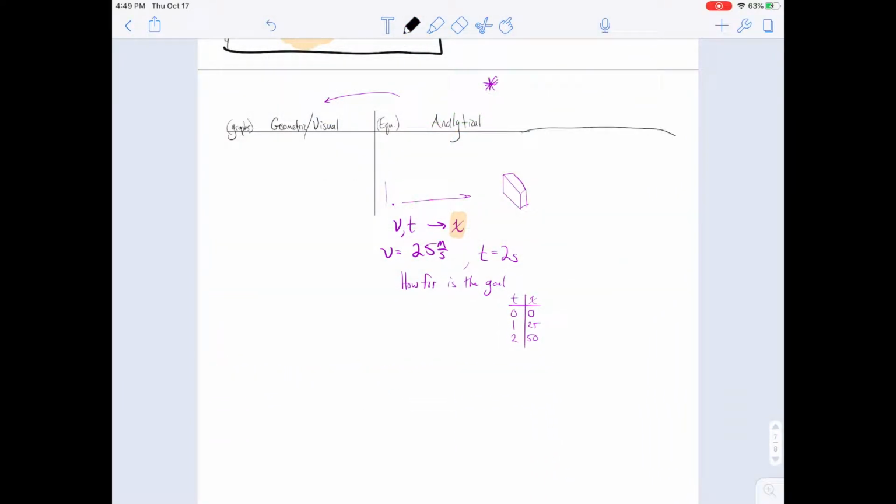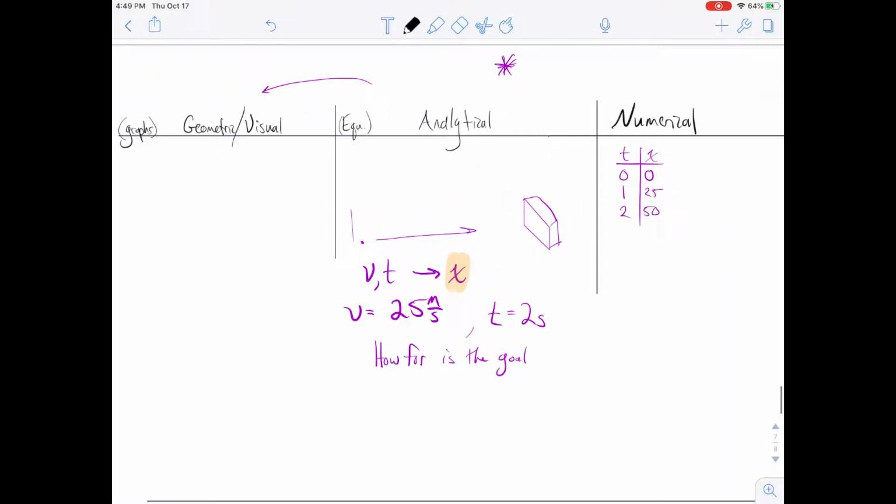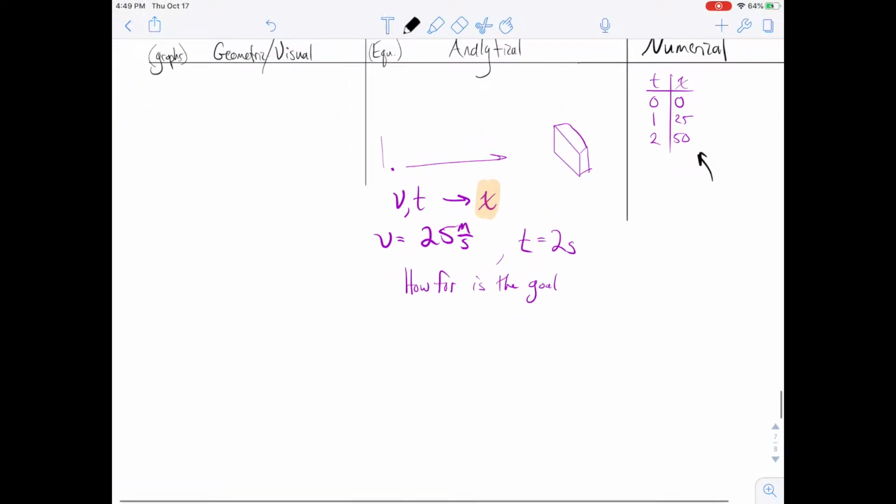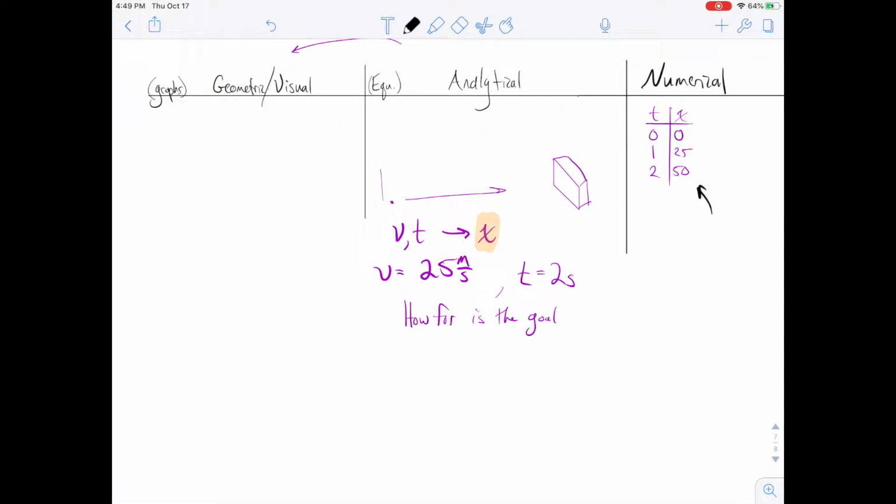If we wanted to be precise, and why not be precise, that actually is a third way of solving problems. And that is what we'll call numerical. And numerical ways of solving problems are great, so long as you can justify what you've done. And drawing a little table like this with time and position actually is a justification for how you solved this problem, even though you didn't follow the equation in the exact way, which is great. I'll take it on a quiz.